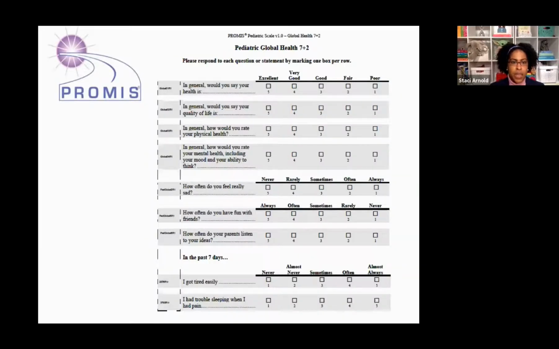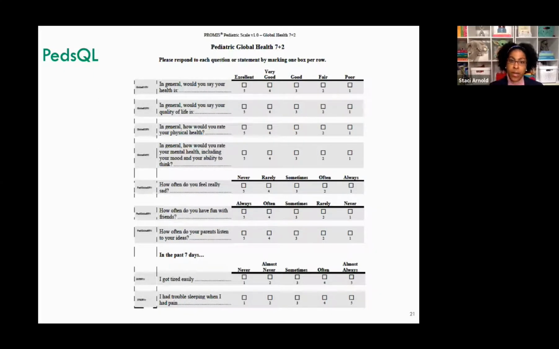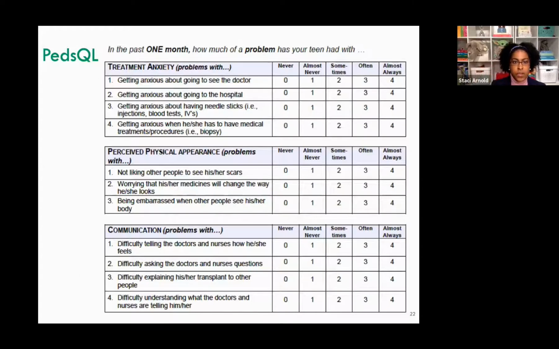So this is from the PROMIS measure. So it starts off with just general questions about your health, your mood, ability to have fun with friends. In our pediatric patients, we inquire about parents, interaction with parents, and then you see some questions about fatigue and sleep. From the PedsQL, they're comparable questions, again, about fatigue and other sort of symptomatology. This is from the transplant module, which again has some of the similar questions about depression and anxiety.